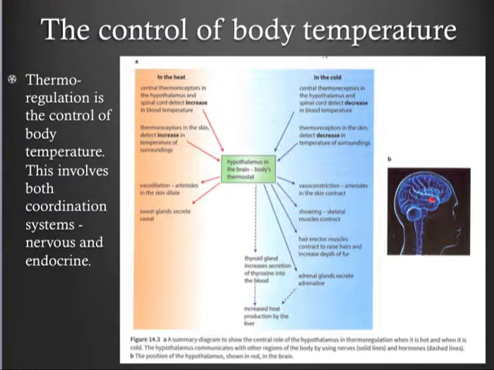So when the environmental temperature decreases gradually, as it does with the approach of winter in temperate climates, the hypothalamus releases a hormone which activates the anterior pituitary gland to release thyroid-stimulating hormone, or TSH. Now, TSH stimulates the thyroid gland to secrete the hormone thyroxine into the blood, which increases metabolic rate, which increases heat production, especially in the liver.